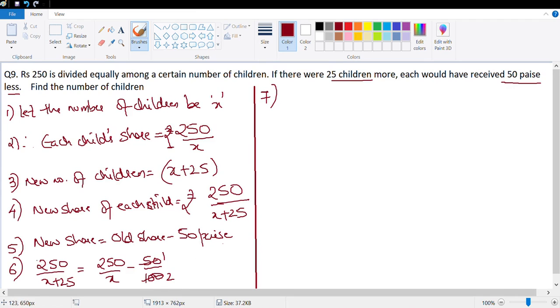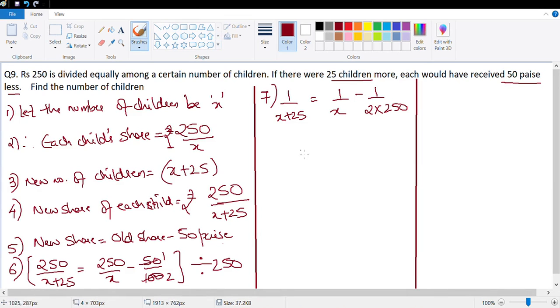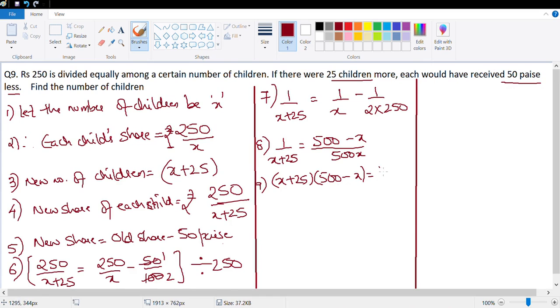Let's divide both sides by 250 so that we are able to remove the big number here. So what we'll get is 1 upon x plus 25 would be equal to 1 upon x minus 1 upon 2 into 250. Yes, that's correct. Now let's go ahead and take LCM and subtract. So we have 1 upon x plus 25, which is equal to 500 minus x upon 500x. Let's cross multiply. What we get is x plus 25 multiplied with 500 minus x is equal to 500x. Yes, x plus 25 gets multiplied with 500 minus x, and 500x gets multiplied with 1.